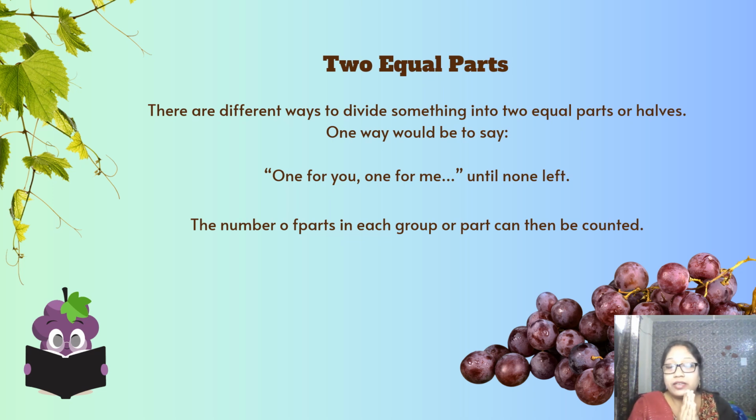2 equal parts. There are different ways to divide something into 2 equal parts or halves. One way would be to say, one for you, one for me, until none is left. Means, one for you, one for me, until everything is finished. Let's take an example like this. If I have pens, one for you, one for me. One for you, one for me. Now I'll finish. Now, 2 for you, 2 for me. The number of items in each group or part can then be counted.